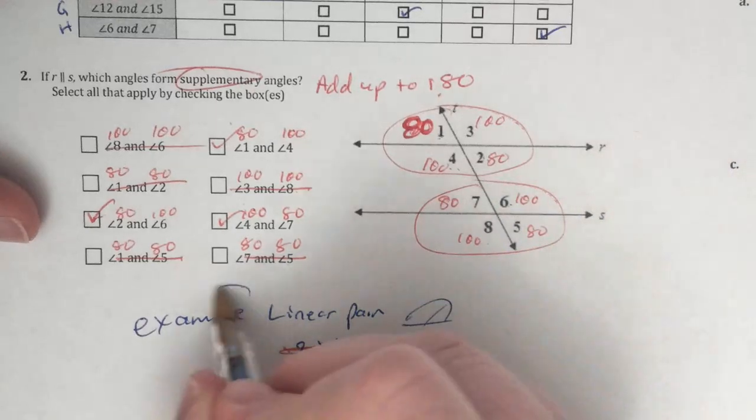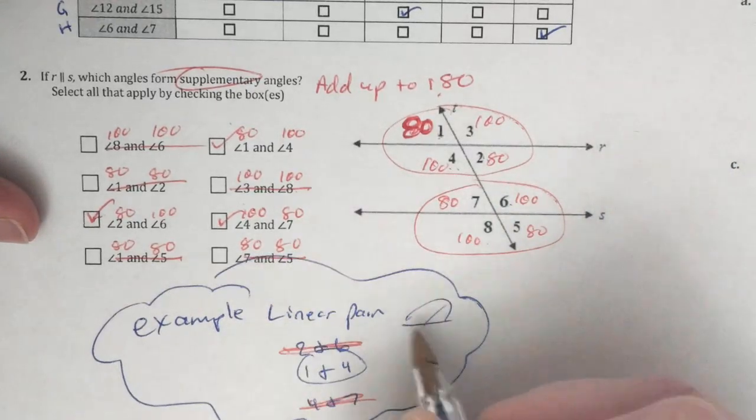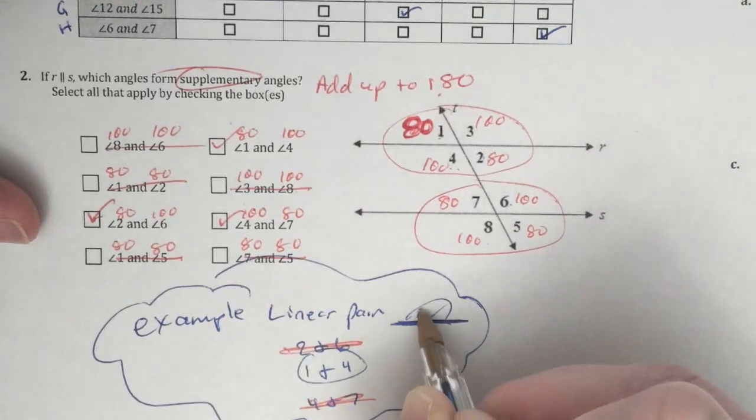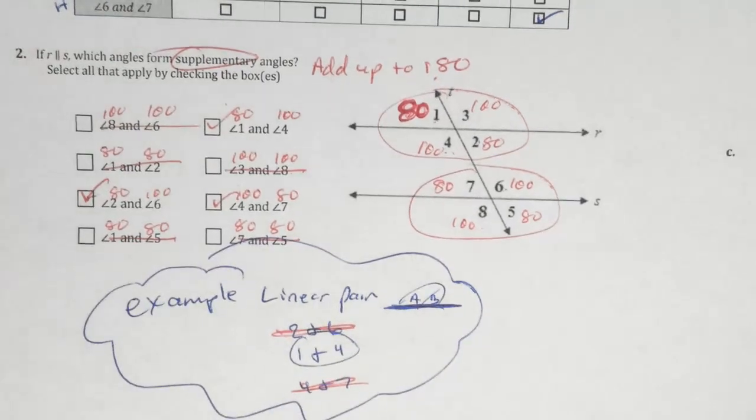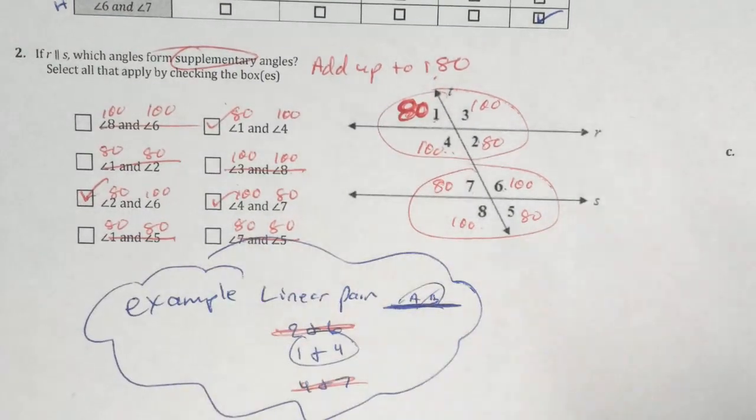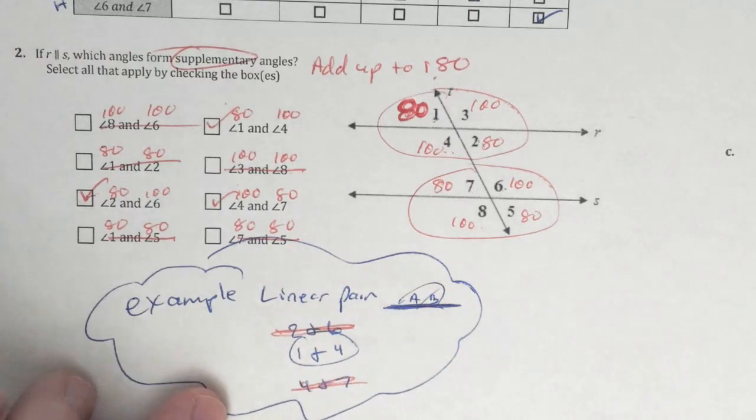So this is just another little bubble thought. If they said linear pair, they would have to make a rainbow of a straight line. So I was just pointing that out. In this case, these were the only answers for this particular one. All right, let's keep going.